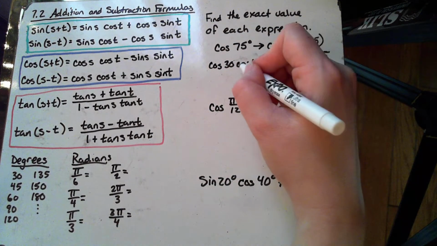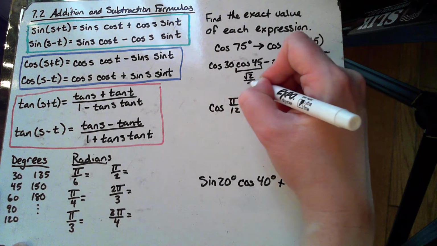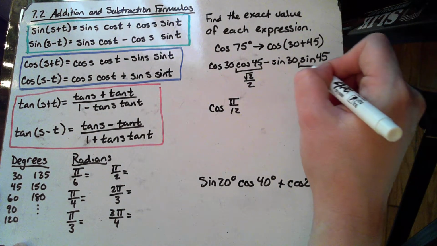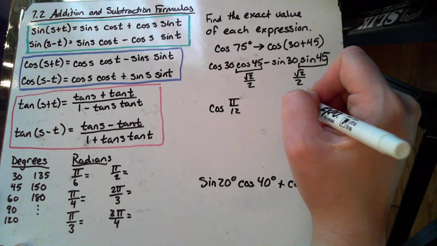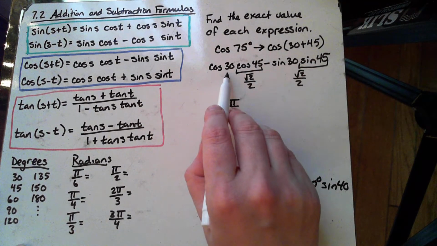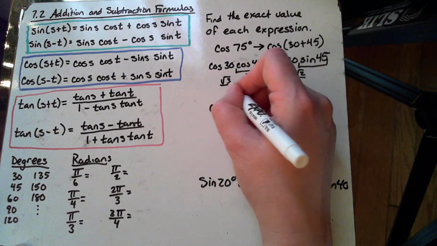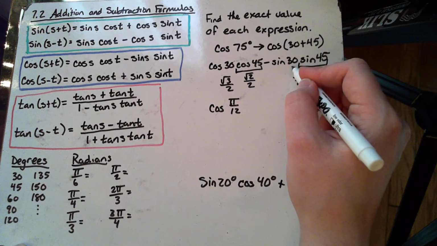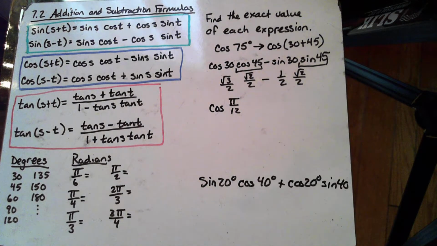Now I'm going to use my unit circle to plug in values for these. On the unit circle, I find out that the cosine of 45 is square root 2 over 2, and the sine of 45 is square root 2 over 2. I'm also going to find that cosine at 30 degrees is square root 3 over 2, and sine at 30 degrees is 1/2. Now I'm just going to multiply these out and simplify my fractions.